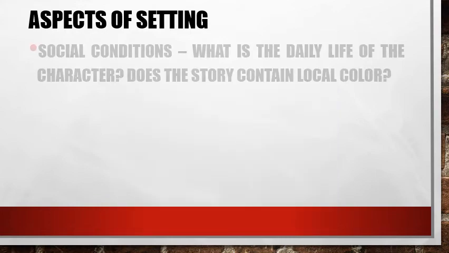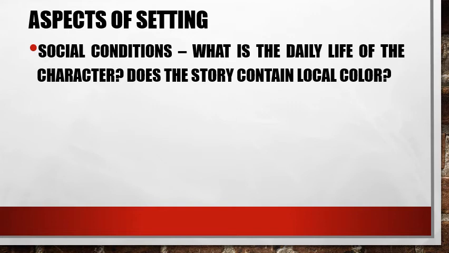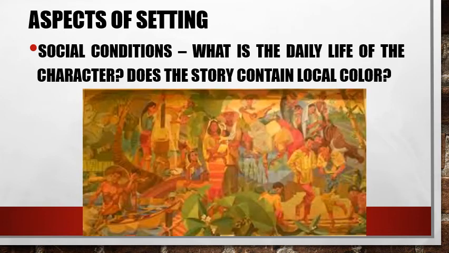Another aspect, we have social conditions. What is the daily life of the character? Does the character struggle every day? And does the story contain local color? But what is local color? When we pertain to local color, we are talking about a particular culture or tradition or practices that we can easily associate with a certain place. Like for example, Carabao milk. That can be easily associated with General Trias because General Trias is known for Carabao milk.